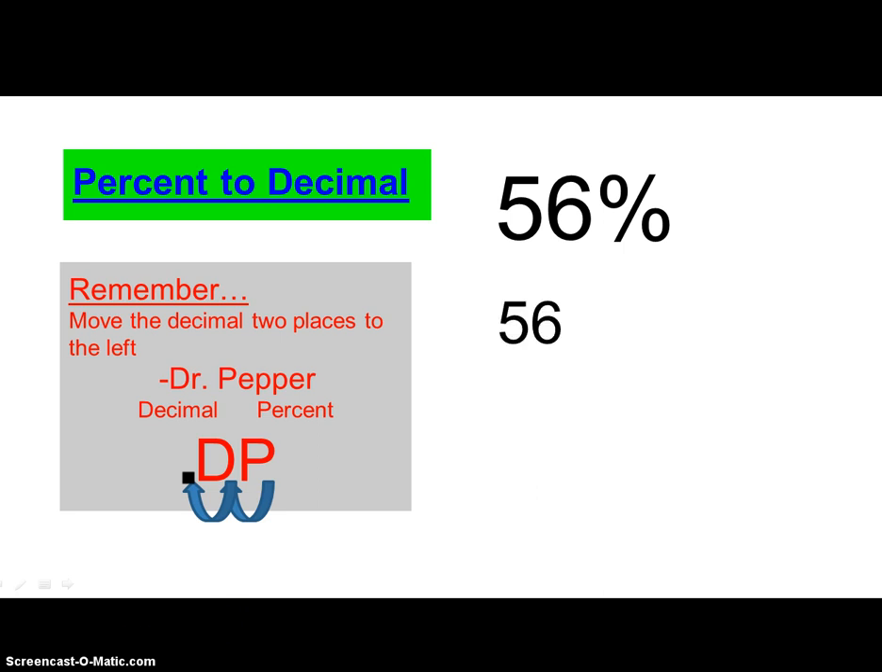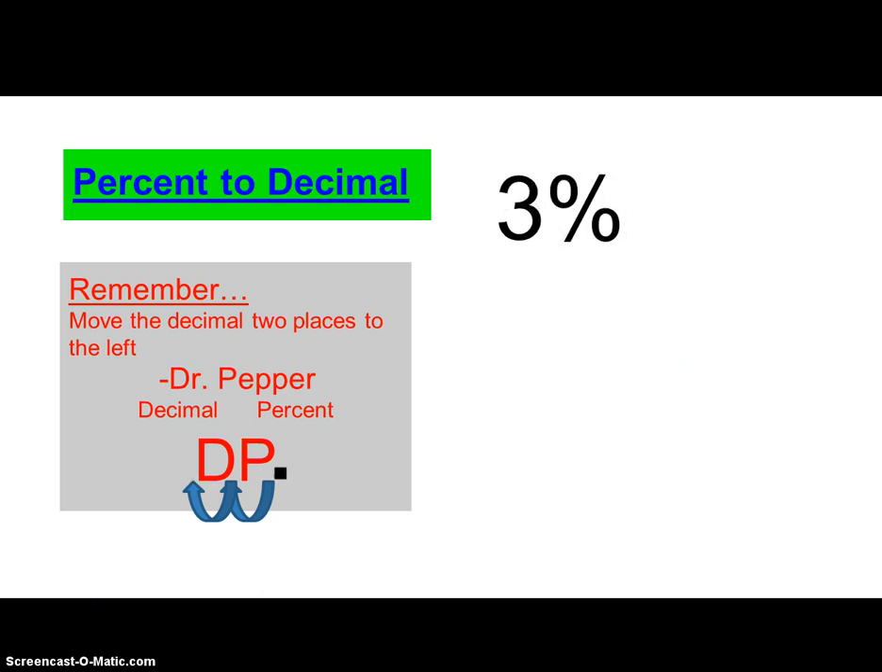Here's our example, 56%. We always start at the decimal point. Anytime you are given a number that doesn't have a decimal point visible, you have to just put the decimal point at the end. So now that we have our decimal point, we can start at the decimal point and move it 2 places to the left. So that's our answer, 56 hundredths.